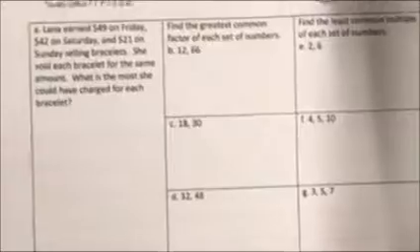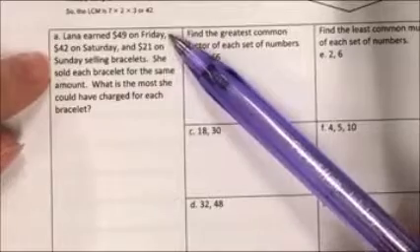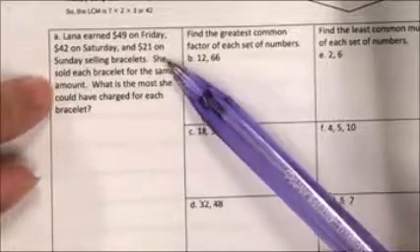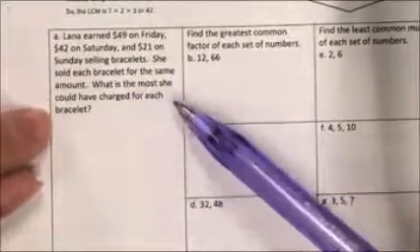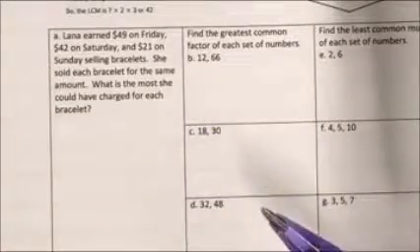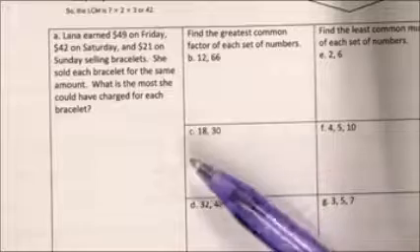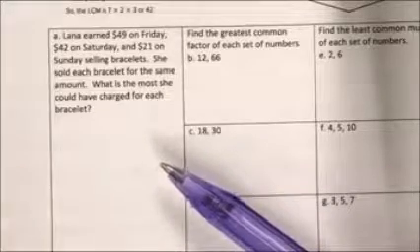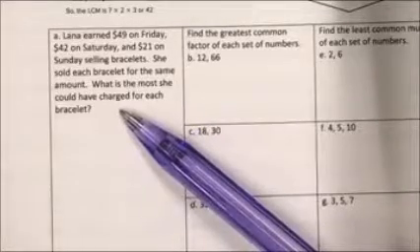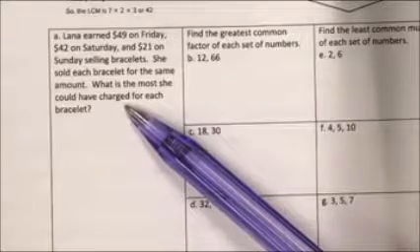All right. So the first problem I have is Lana earned $49 on Friday, $42 on Saturday, and $21 on Sunday selling bracelets. She sold each bracelet for the same amount. What is the most she could have charged for each bracelet? In order to figure this out, I need to come up with either the GCF or the LCM. Because she's asking how much she charged for each bracelet, I'm going to use the greatest common factor.